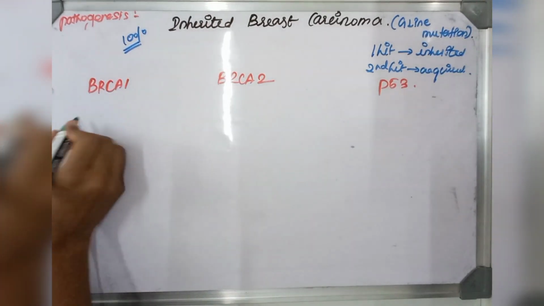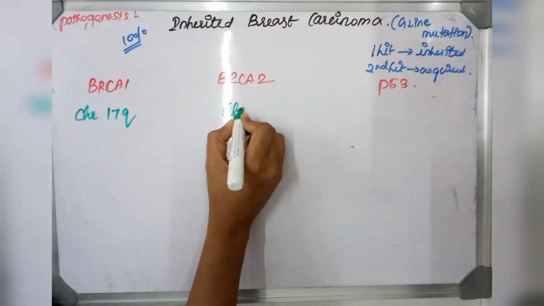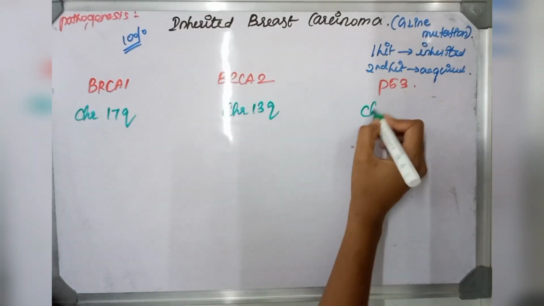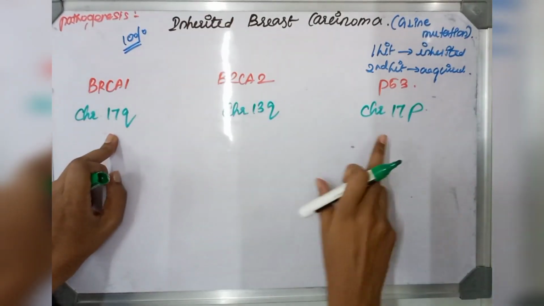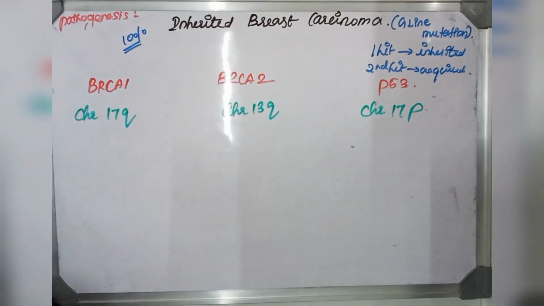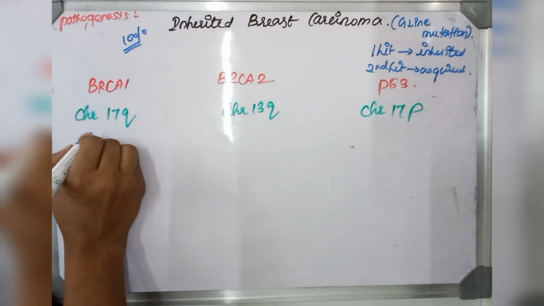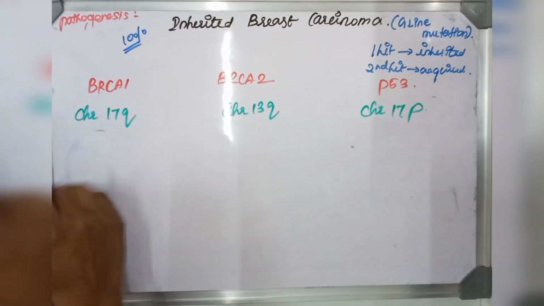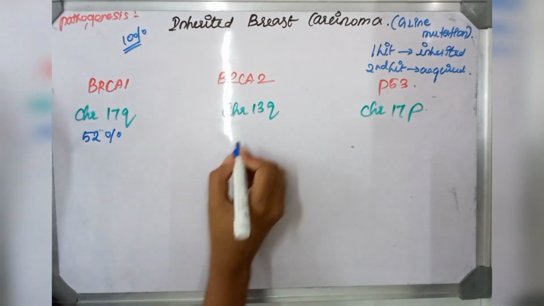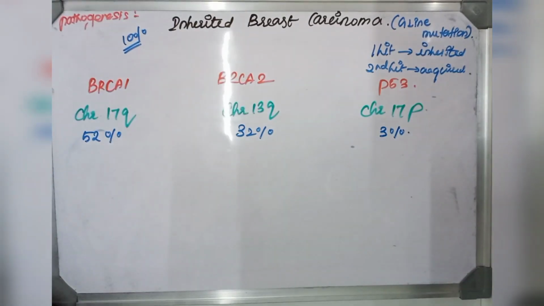These genes are actually located in chromosome 17q, chromosome 13q and chromosome 17p. This is 17 and this is 13. Both of them are q and this is p. And we have to note the percentages here. So how much percentage? Most, 52% of the mutations occur in BRCA1 only. So this is 52% of carcinomas, and this is 32%, and only about 3% of carcinomas are going to occur here.